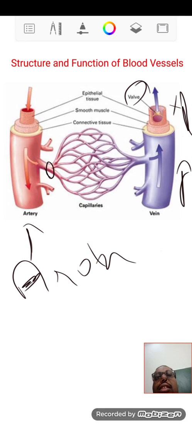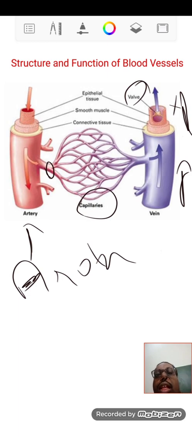In arteries, they don't have valves because the blood is pumped from the left ventricle, so the blood has to flow very smoothly all over the body. Here we don't want valves, but in veins we need valves because the blood should not be brought back. Arteries are much thicker than the veins, and the thinnest ones are capillaries. Why do we have these divisions: arteries, capillaries, veins?